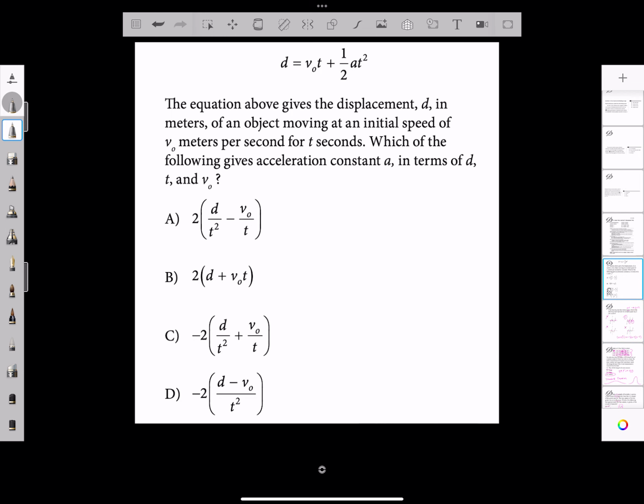All right, pause this and give it a try. So you can do this the old-fashioned way and just solve for acceleration, what it's asking for. So we can isolate acceleration by getting everything away from it. So I will subtract v naught t on both sides. And then I can multiply both sides by 2 to get rid of that.